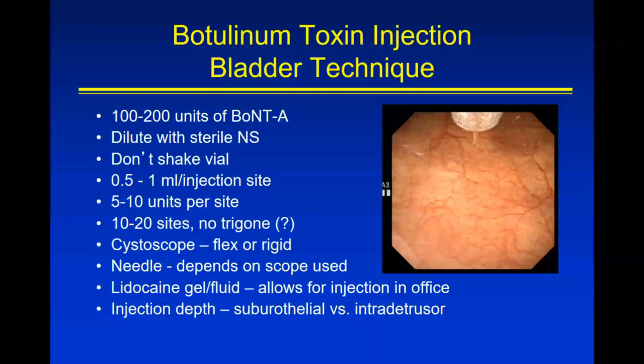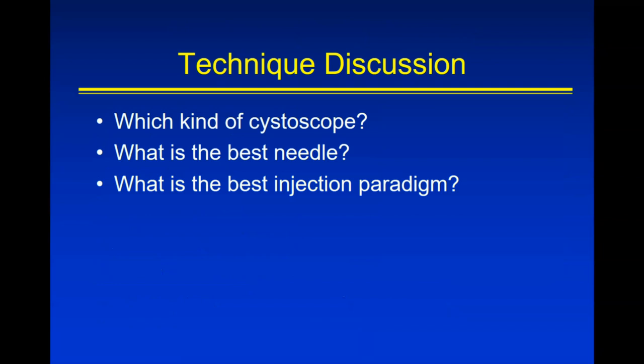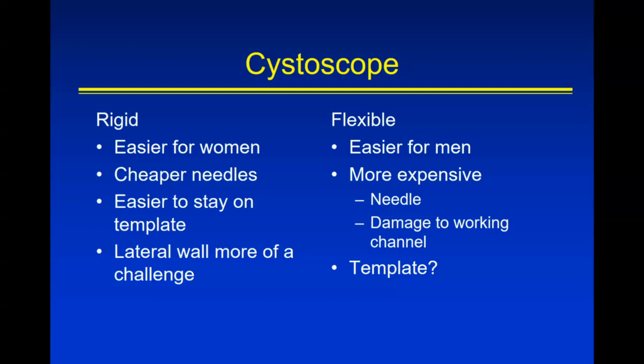When you're going straight on with the flexible scope and that needle, you always have to pull it back a little bit. So we're talking about scopes, needles, and injection paradigms. I would say rigid is easier for women. It definitely has the cheaper needles. It's easier to stay on your template. But also with a rigid scope, it's harder to go laterally.